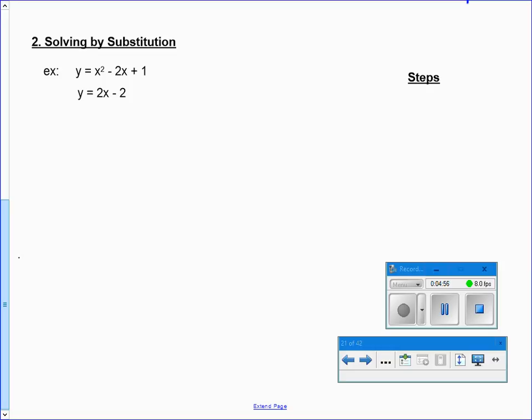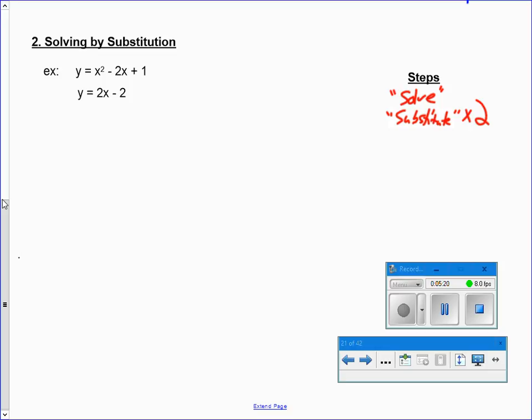Algebraically, we have two ways of solving. One is substitution, the other is elimination. Remember, for substitution, our steps were solve, substitute, solve, substitute. The first solve will be to solve for a variable.